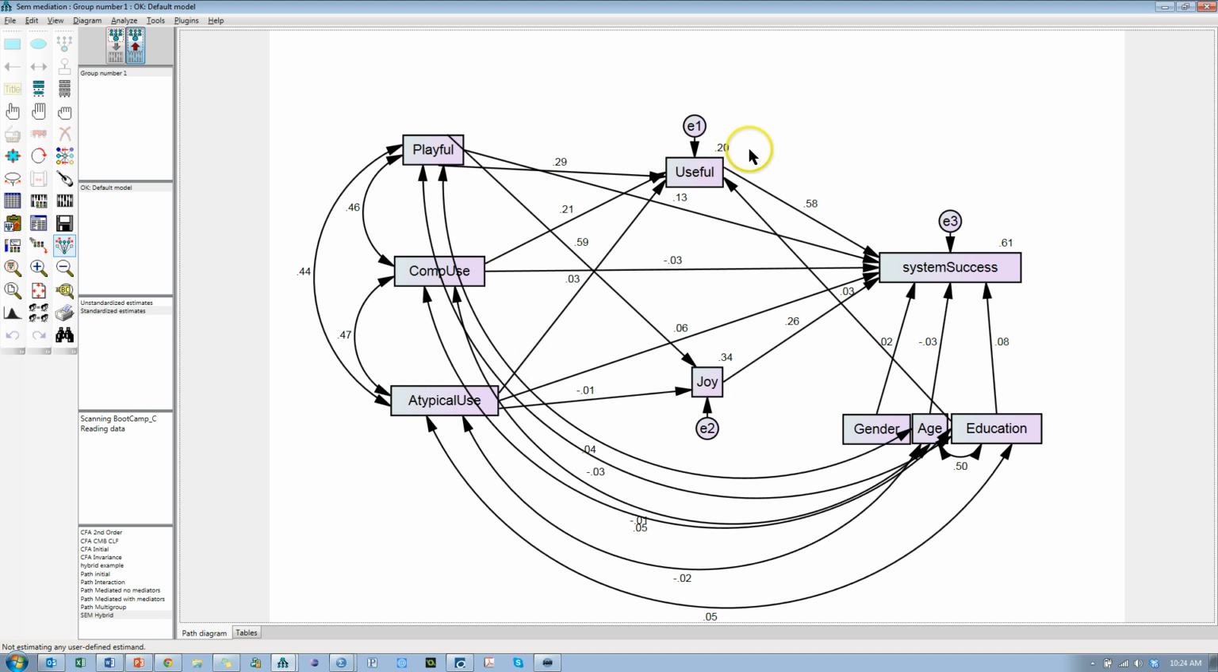It was actually 0.14 for me, but I got rid of this path, play to useful. Yeah, play to useful I got rid of, which bumped this up. So some of the variance that was being explained through usefulness is now being explained directly. Okay, that was in the previous one. Yeah.